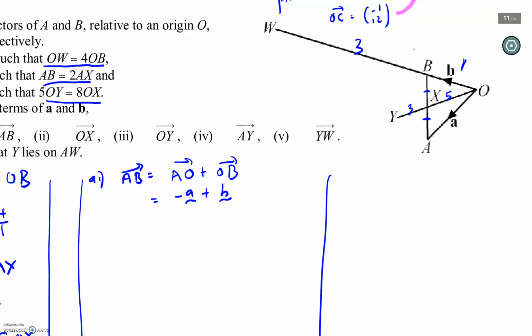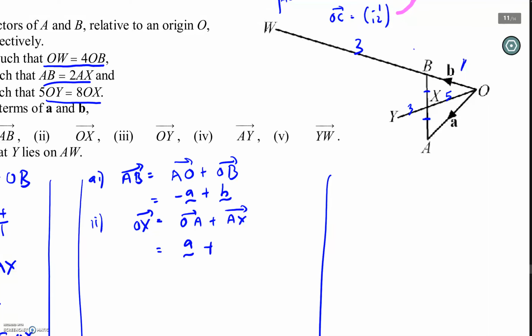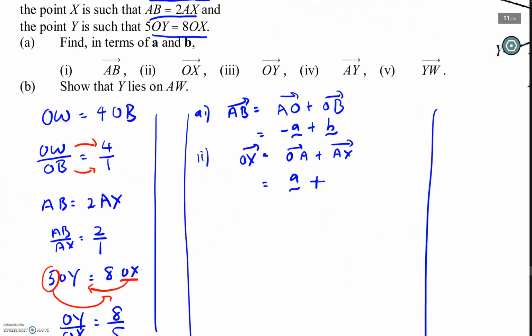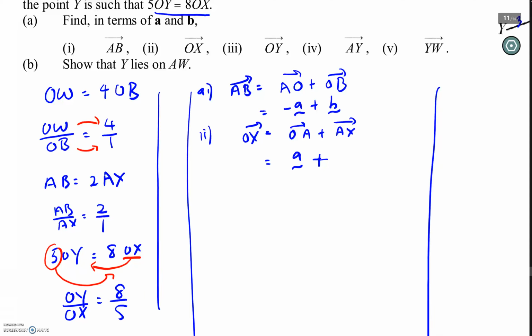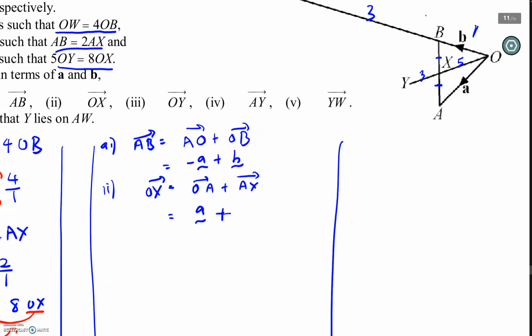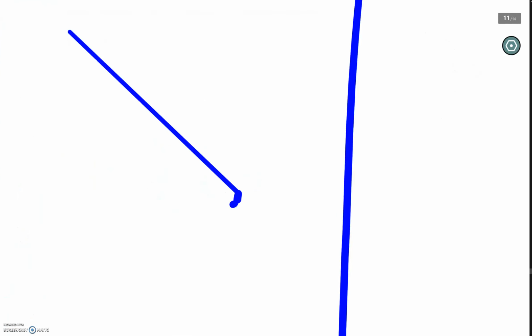Okay. Now next one. What's the next one? OX. Help me. OX equals OA plus AX. What is OA? A. What is AX? What is AX? 1. Wrong. Half of? Very good.